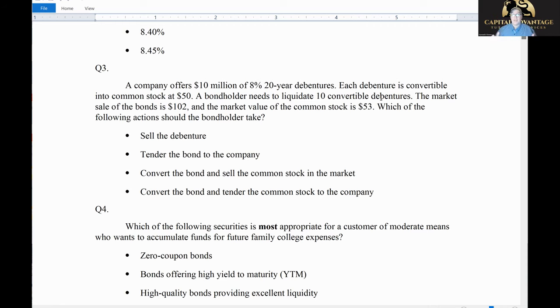Okay, so let's get into this. We have to do apples to apples because right now we have a $53 stock and a $102 bond. We don't know which is the better choice. So what we want to do is make sure that we're on the right track. So let's do the math here.